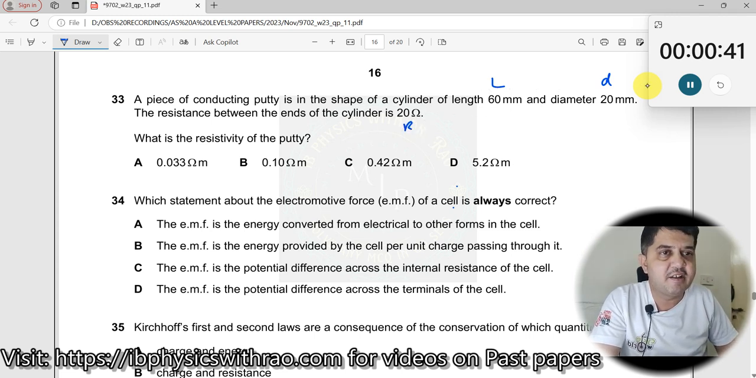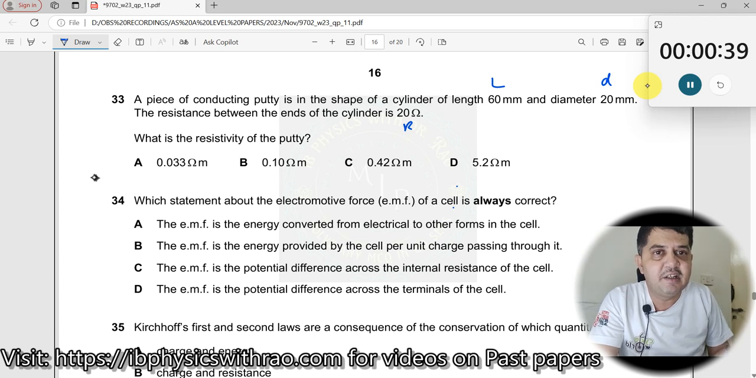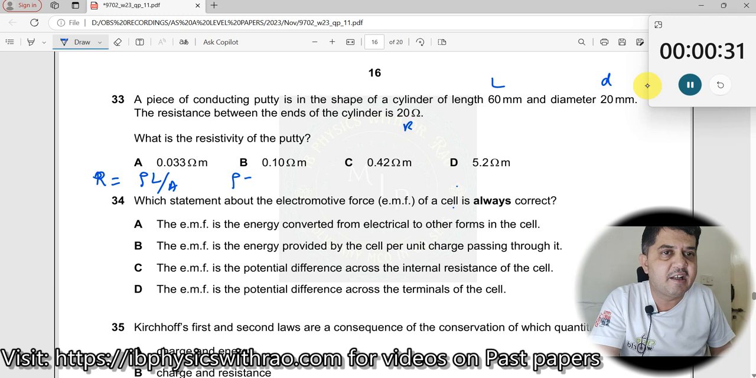How is this related? You know that resistance R is equal to rho L divided by A, where rho is resistivity. So using rho as the subject, I can now write rho is equal to RA divided by L. Now what is A here? A is pi r square. So rho is R into pi r square divided by L. Diameter is equal to 20 millimeter, which means radius is equal to 10 millimeter, right? So let us substitute this.